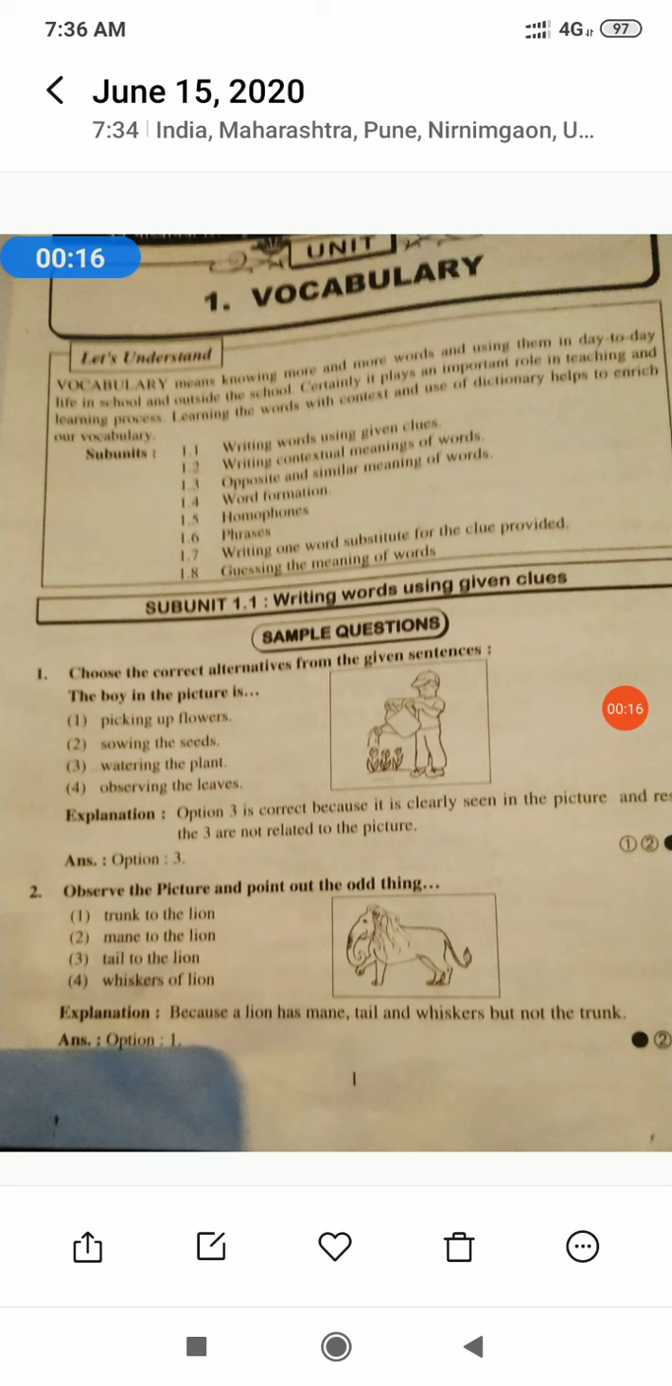The boy in the picture is... Look at that picture. In that picture, what is that boy doing? Four options are given. First one is picking up flowers. Second one is sowing the seeds. Third one is watering the plants. Fourth one is observing the leaves.